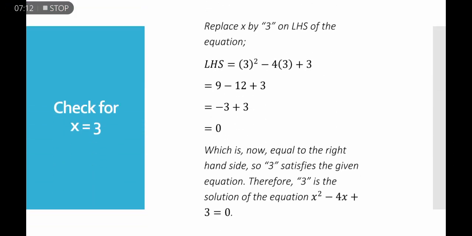Check for x is equal to 3. Replace x by 3 on left hand side of the equation. Left hand side is equal to 3 square minus 4 into 3 plus 3, which is equal to 9 minus 12 plus 3, that is equal to minus 3 plus 3, and that is equal to 0, which is now equal to the right hand side. So 3 satisfies the given equation. Therefore 3 is the solution of the equation x square minus 4x plus 3 is equal to 0.